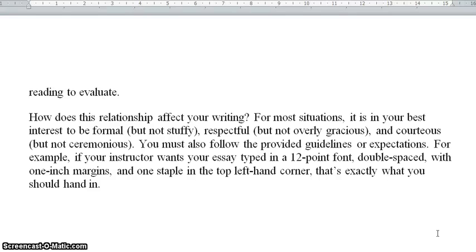How does this relationship affect your writing? For most situations, it is in your best interest to be formal but not too stuffy, respectful but not overly gracious, and courteous but not ceremonious. You must also follow the provided guidelines or expectations. For example, if your instructor wants your essay typed in a 12-point font, double-spaced with 1-inch margins and one staple in the top left-hand corner, that's exactly what you should hand in.